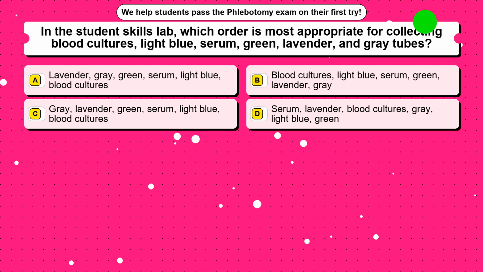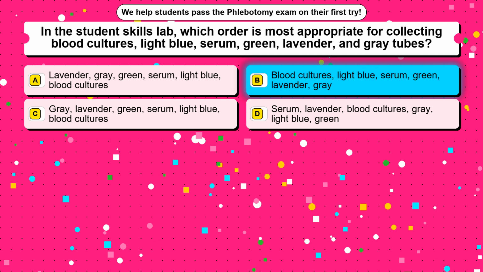Question 13. In the Student Skills Lab, which order is most appropriate for collecting blood cultures, light blue, serum, green, lavender, and gray tubes? Option A, lavender, gray, green, serum, light blue, blood cultures. Option B, blood cultures, light blue, serum, green, lavender, gray. Option C, gray, lavender, green, serum, light blue, blood cultures. Option D, serum, lavender, blood cultures, gray, light blue, green.